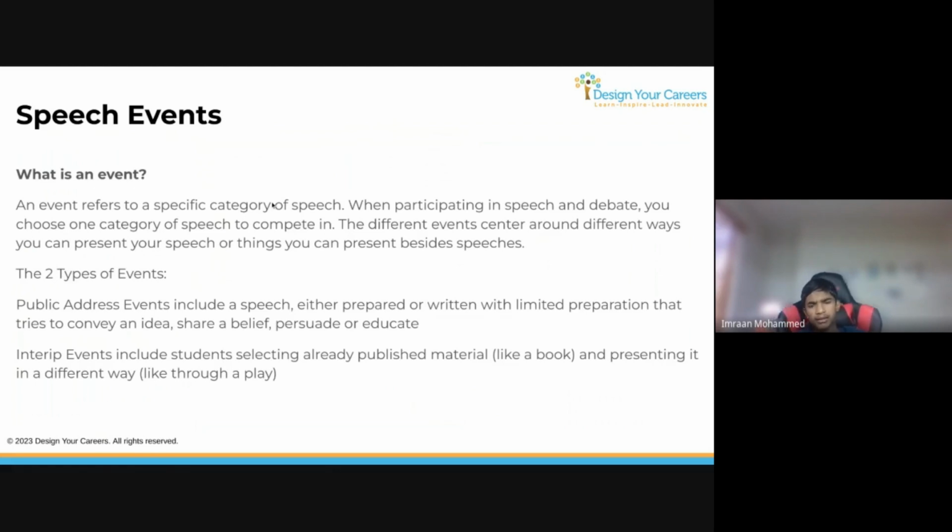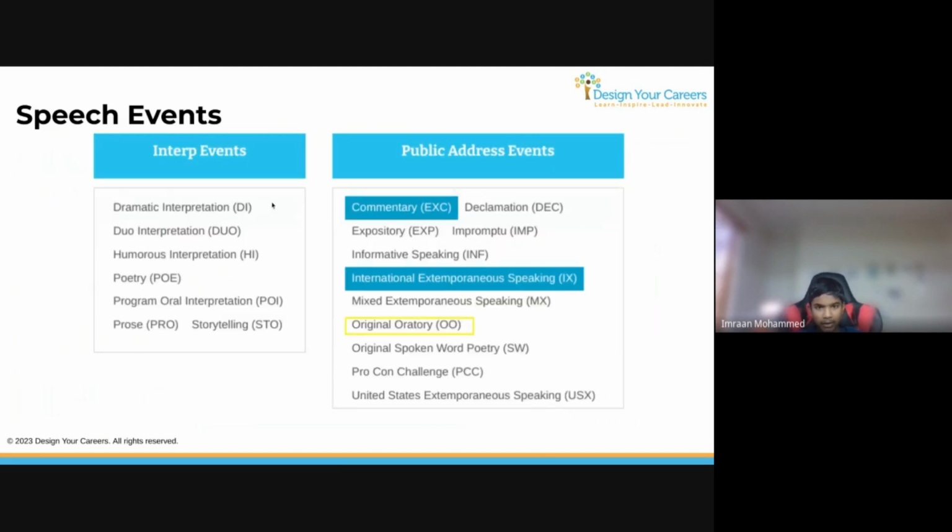So yeah, that's speech events. Public address events tend to be more common, but interrupt events can also be participated in, just depending on what you think your strengths are. The National Speech and Debate Association is generally what runs the speech and debate programs in schools across the country. They will have tournaments, and they're sort of the official authority for speech and debate.